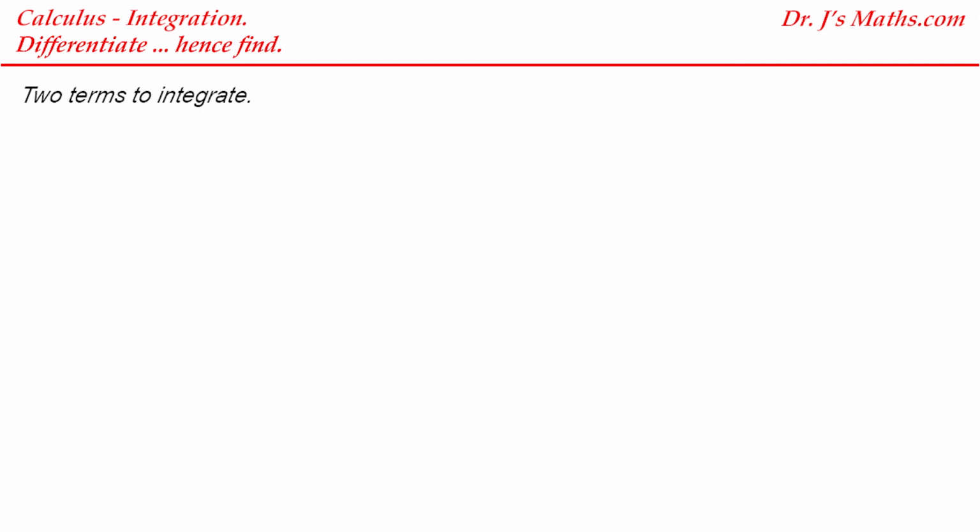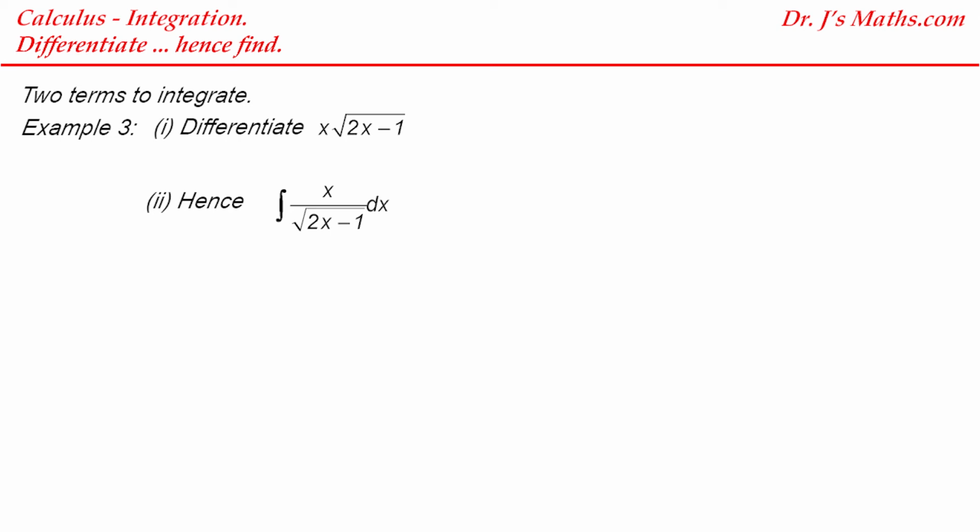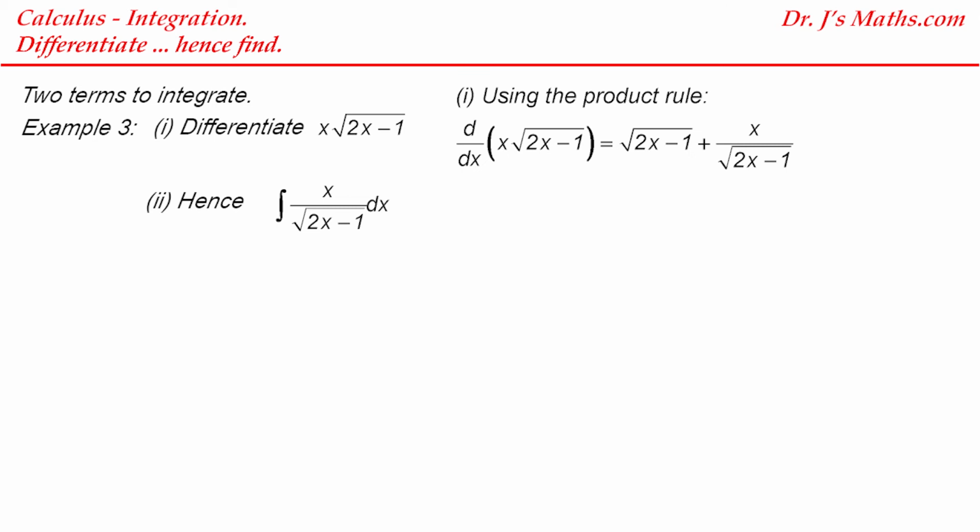In our third and last example, we're going to have two terms to integrate in our second step. So the example is going to be first to differentiate x root 2x minus 1, and the second step is going to be to integrate that function you can see there. So using the product rule for part 1, we're simply going to do our normal thing. So we're going to get root 2x minus 1 plus x over root 2x minus 1. So there's our two terms that we're going to have as characteristic of this kind of question.